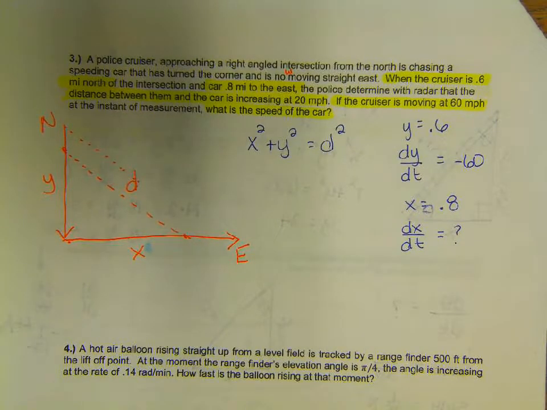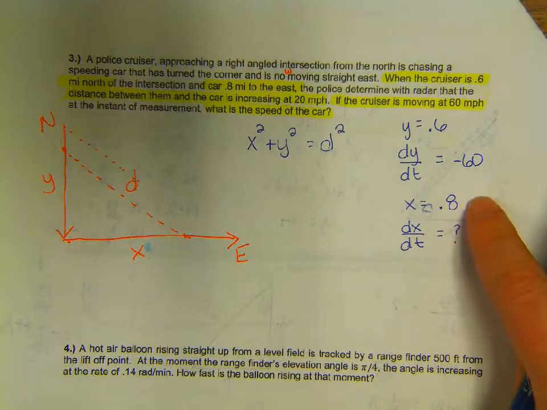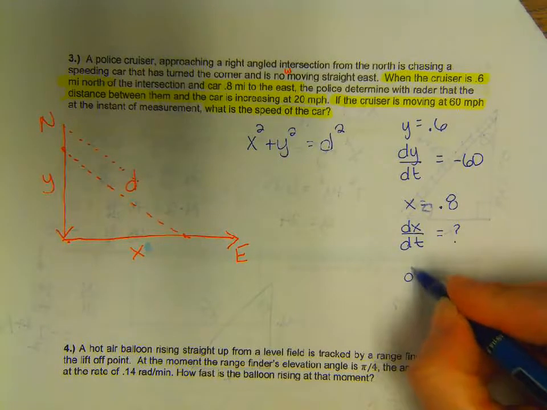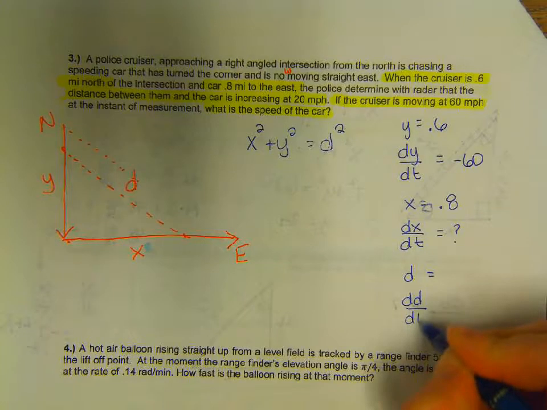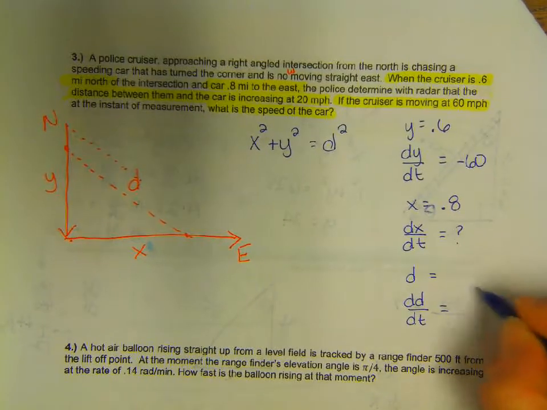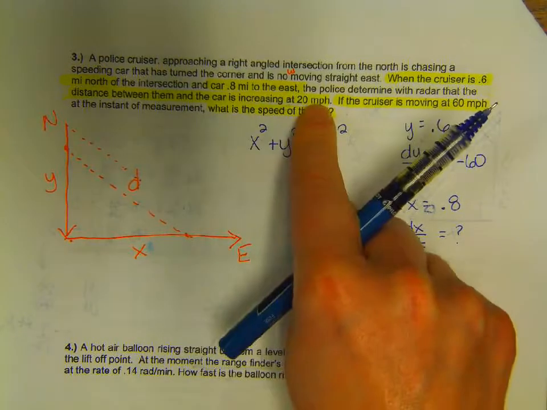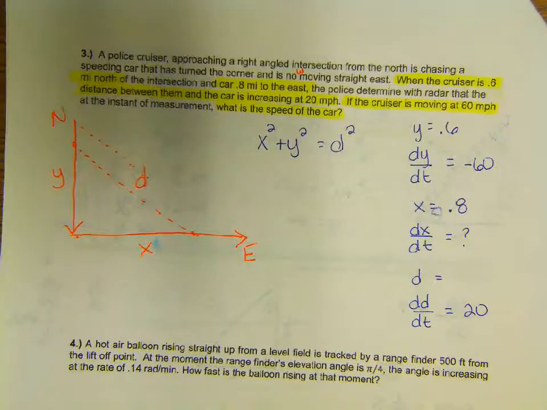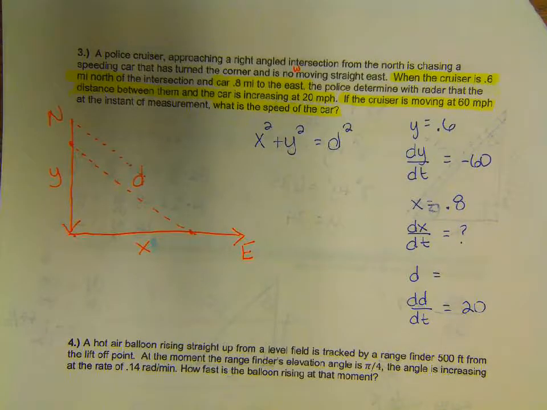And we don't know d, but because it's the Pythagorean theorem, I'm going to be able to find d, right? And the dd/dt is 20. It says it's increasing, so that's why it's a positive 20. You with me so far?